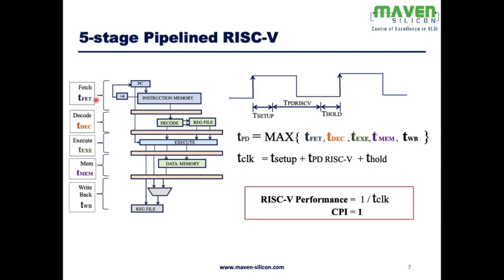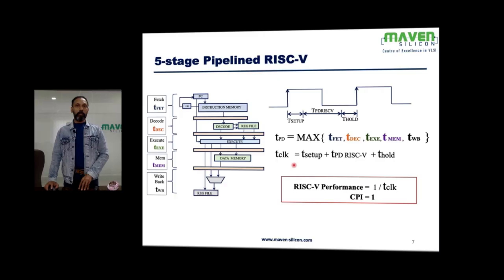We consider the logic for all the stages: fetch, decode, execute, memory and write back. And then we consider which one is maximum. So overall, the propagation delay is the maximum value of one of the propagation delays. So clock period equals setup time plus propagation delay of the processor plus hold time.